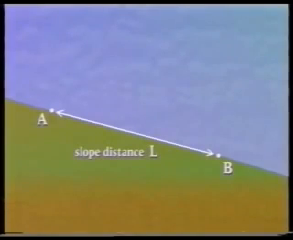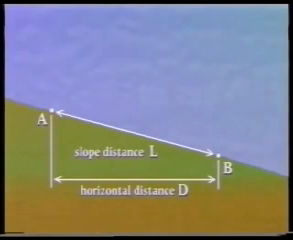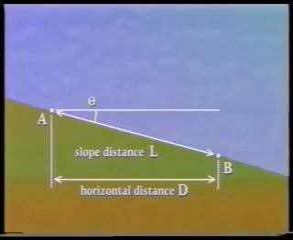When measuring along the ground surface, the ground will almost always be sloping, so the distance obtained will be the slope distance. If a horizontal distance is required, it is necessary to change the slope length L into the horizontal distance D. This can be done in a number of ways. If the angle of slope, theta, has been measured using a theodolite, for example, then D equals L cos theta.